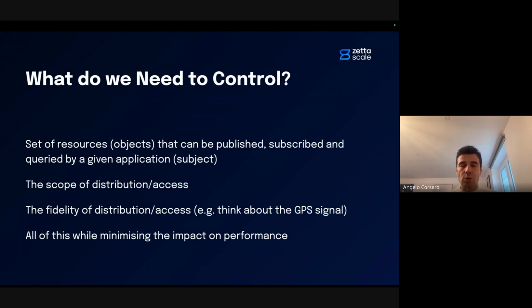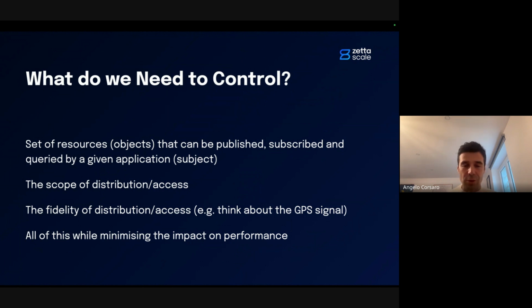Now, something else that you want to control is the scope of distribution and access, because we have some applications in which there is regulatory compliance. So, for instance, medical records cannot leave a country, as an example. Or the LiDAR of a robot is not supposed to leave your factory, as an example. So there might be multiple rules and multiple cases in which you want to reduce the scope of distribution.